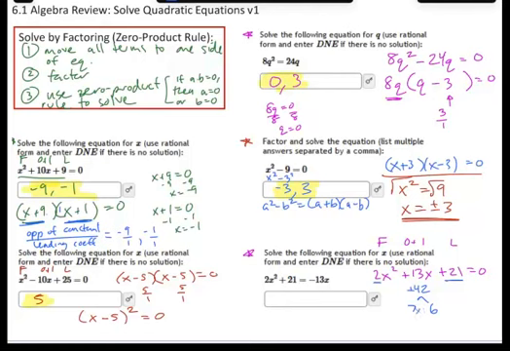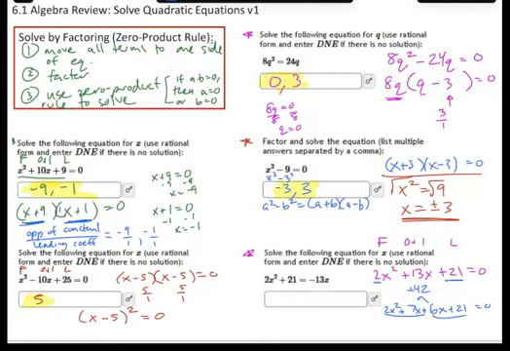Yeah. And so what we're going to do is we're going to rewrite our middle term as the sum of those, right? 7x plus 6x. Drop our first and last terms down. And then we're going to solve or factor by grouping.